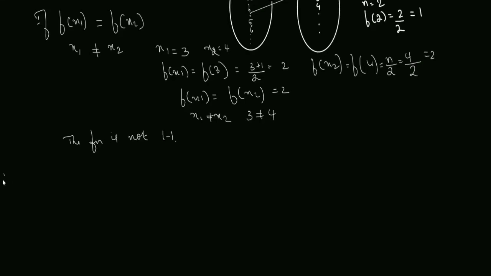Is it onto? If you say it is onto, we have to prove it. So how do you prove it is onto? What is the algorithm to prove a function is onto? Step 1, we have to write x in terms of y. Then you have to prove f of x is equal to y, for every y belongs to the codomain. Okay, this is the algorithm.